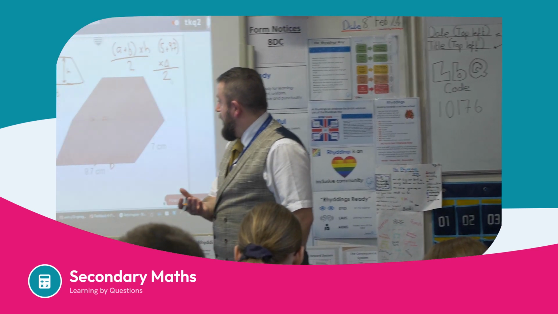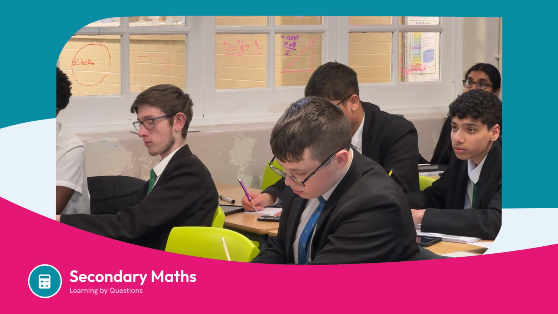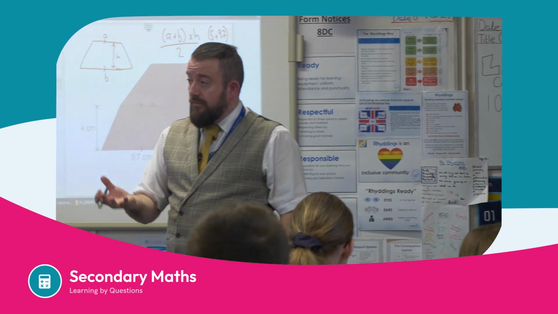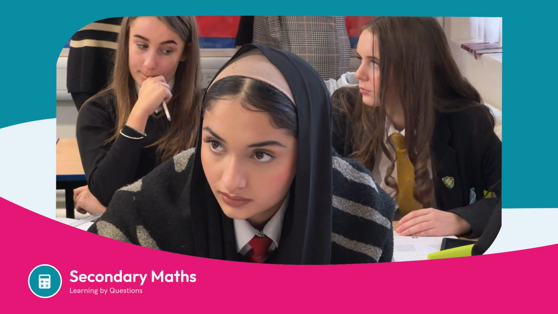Okay? So once you've found the area of the cross-section, the front face, all I need to do is times it by 7, the length. Because remember, to find the volume of a 3D shape, it's area of the cross-section multiplied by the length.